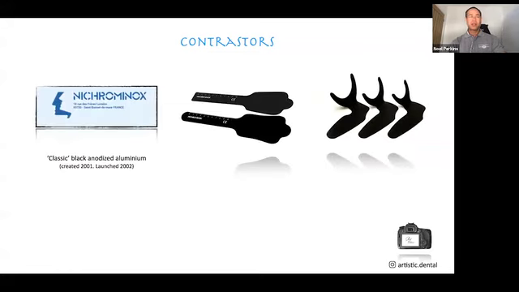Now, contrasters started out back in 2001, 2002 with Nichromanox, and these are black anodized aluminum contrasters. Problems with these were they're not flexible, so they're less ergonomic to use. They will pick up scratches over time. And because they're metal, even though they're anodized, if the angle of your contraster is a bit off, then you get little reflectance issues. So the background is not as black as it could be.